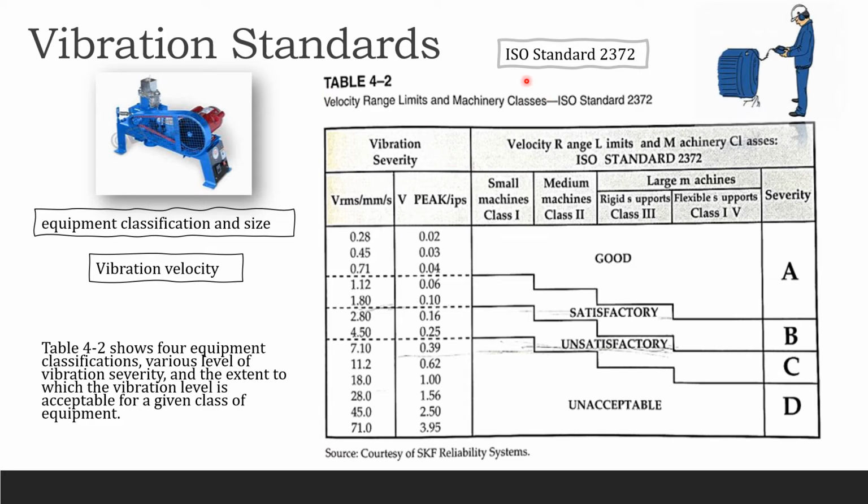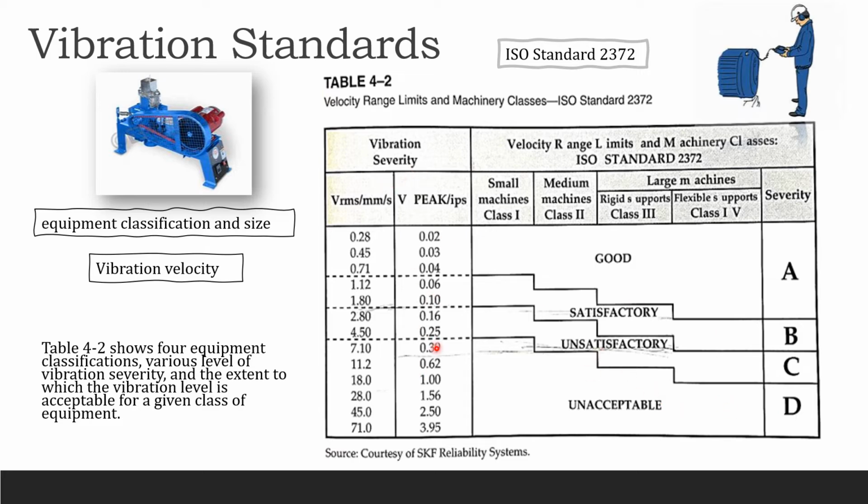For standards, we follow ISO, International Standard 2372. Here is your velocity range, limits, and machinery classes. Then we take a look at the vibration severity. Here you have an example of four pieces of equipment, and classifications A, B, C, and D. So those are various levels of vibration severity.